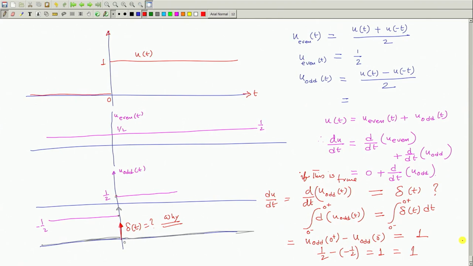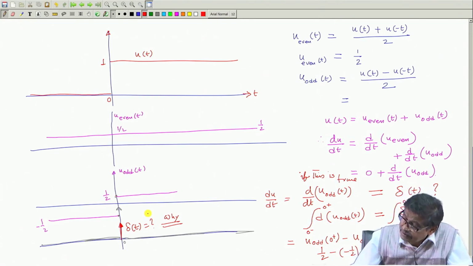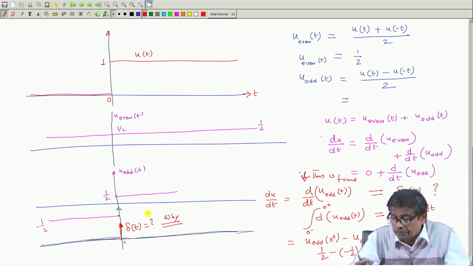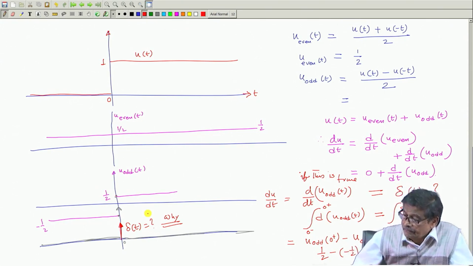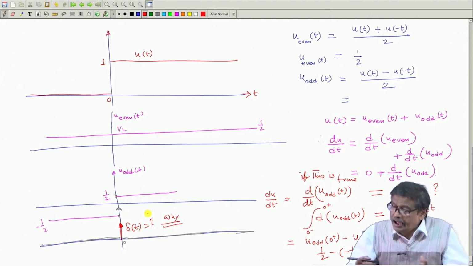Got the point? So what I am telling is, given a function, if there is a step jump or discontinuity of the function at some point of time, then the derivative of the function at that point where the step jump has taken place must be an impulse. Clear? So, I repeat the steps.